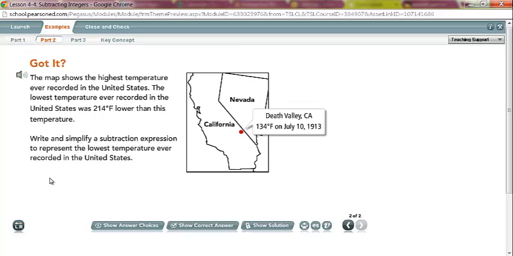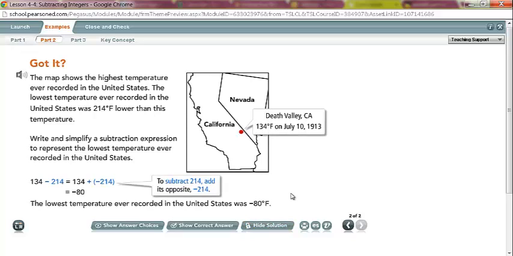The map shows the highest temperature ever recorded in the United States. The lowest temperature ever recorded in the United States was 214 degrees Fahrenheit lower than this temperature. Write and simplify a subtraction expression to represent the lowest temperature ever recorded in the United States. Okay, so ladies and gentlemen, before I set you loose on this on your own, 214 degrees lower than this temperature. So how should we write 214 degrees lower than this temperature? That's correct. It should be a negative 214. The temperature they're talking about is over here in Death Valley. That's 134 degrees. So go ahead and pause the video and solve to find what is the lowest temperature ever recorded in the United States.